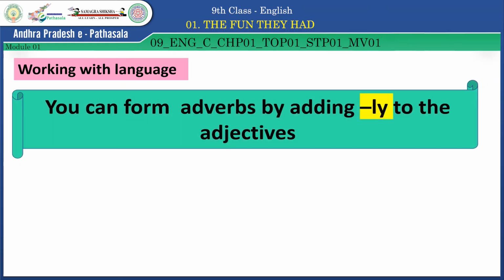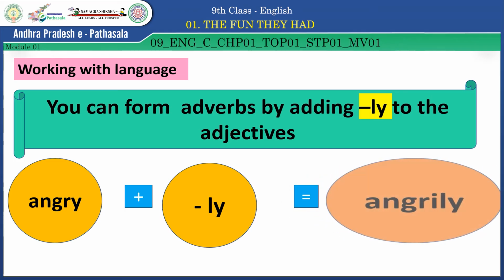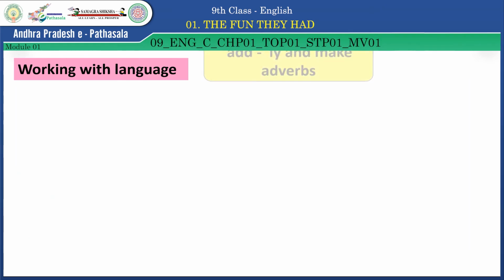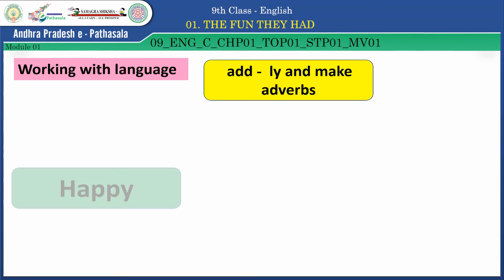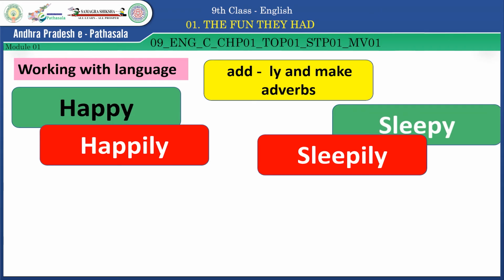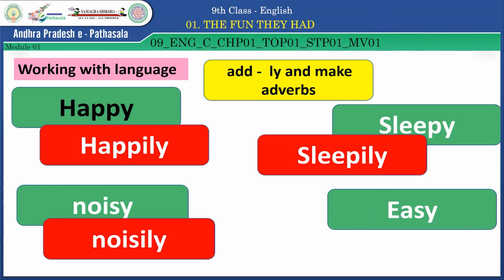You can form adverbs by adding ly to the adjectives. Here is an example. Angry, and if we add ly to this, it becomes angrily. Here, remove y and add i. Let's look at some more adjectives changed into adverbs. Let's try to add ly and make adverbs. Happy, happily. Sleepy, sleepily. Noisy, noisily. And easy, easily.